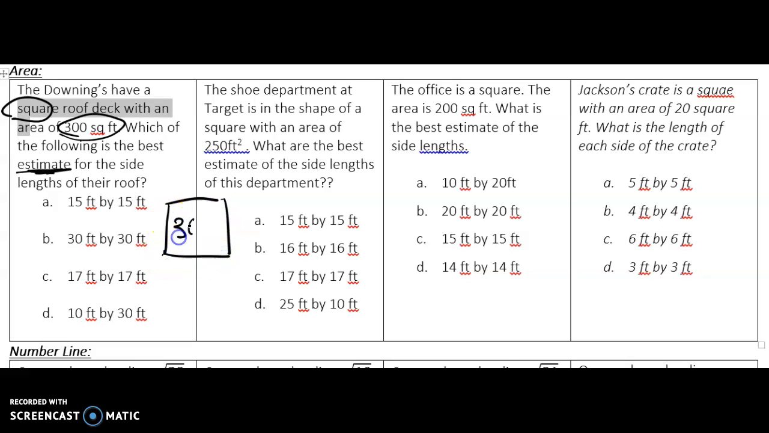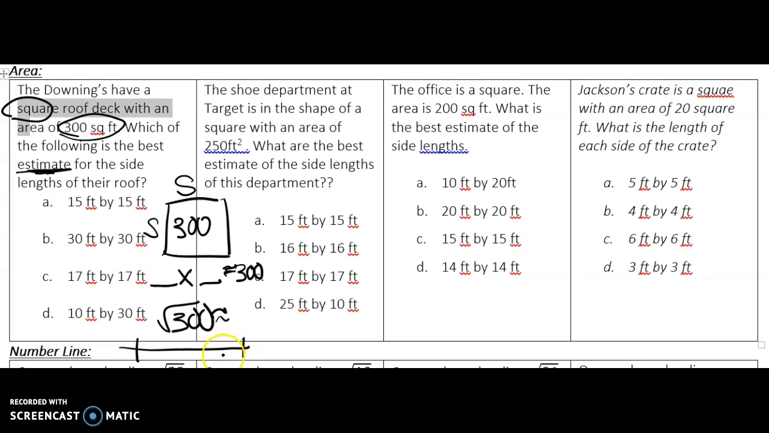To find the area of a square, I know I'm multiplying my side times my side. So I'm asking what number times itself is going to be about 300. This isn't a perfect square, so if I take the square root of 300, that's what I'm doing here. I'm approximating. I know the square root of 300 is going to be between two perfect squares.